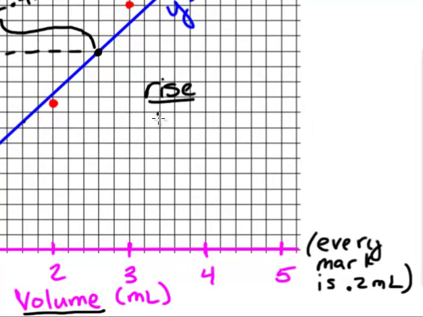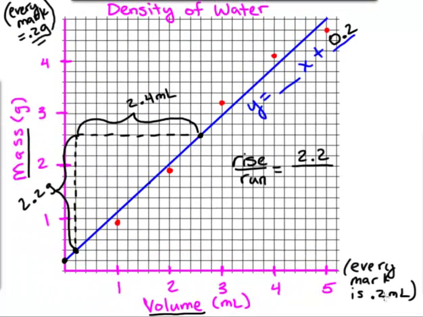Remember, rise over run is slope. And the rise in this case is 2.2 over the run. Every mark represents 0.2 milliliters. 0.2, 0.4, 0.6, 0.8, 1, 1.2, 1.4, 1.6, 1.8, 2, 2.2, 2.4. And of course our units are milliliters for run and grams for rise. So it'd be grams per milliliter.